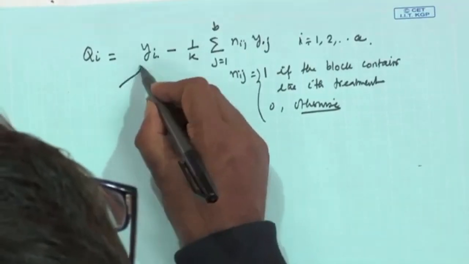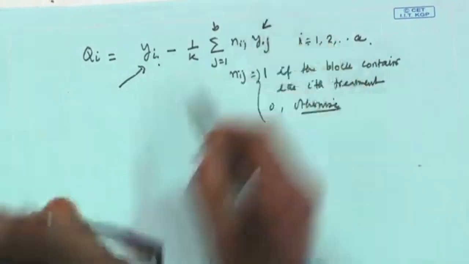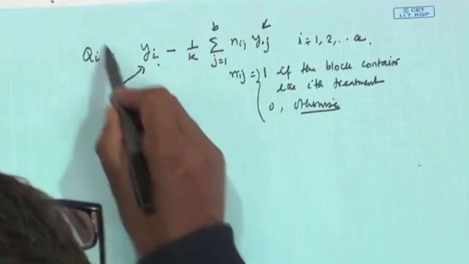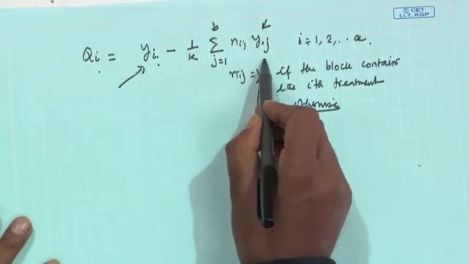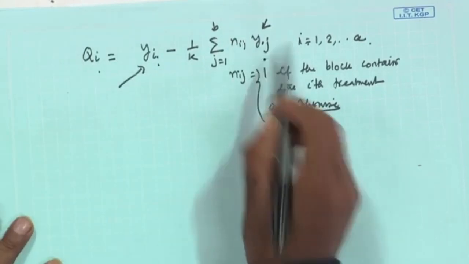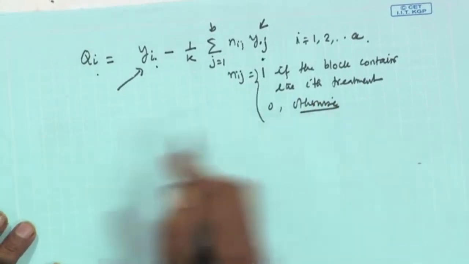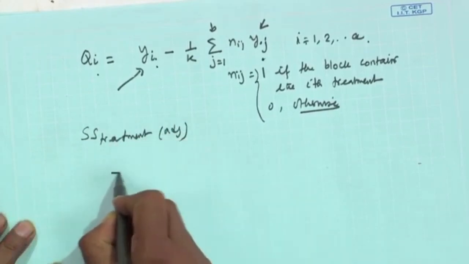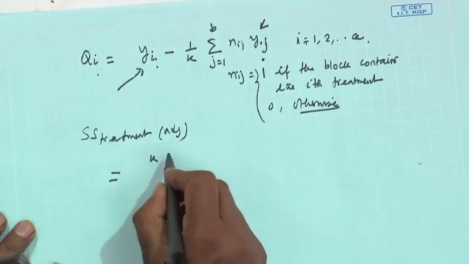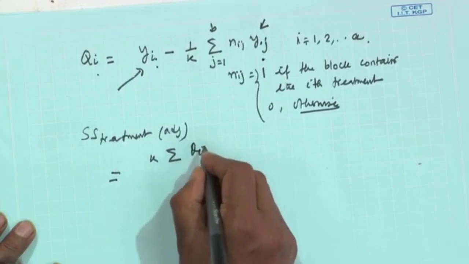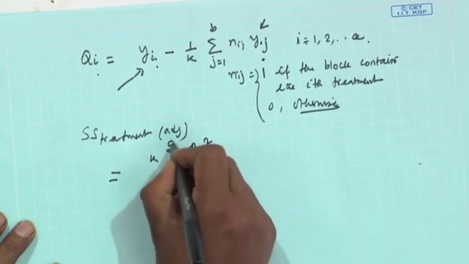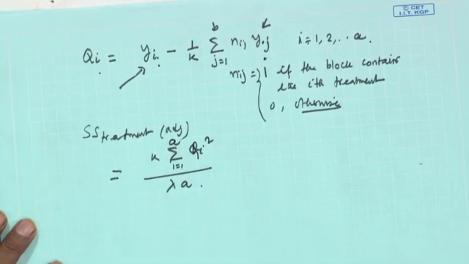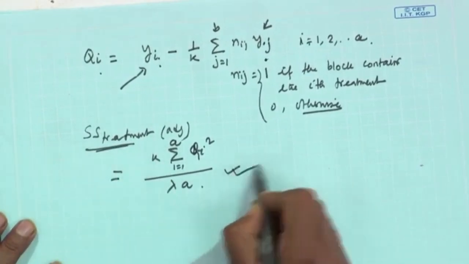So, this is your row total, this is your column total, and you are creating y_ij, a Q_i using this formula. Okay. And then what we will do, we will write down SS treatment adjusted, this equal to k times sum total of Q_i square, i equal to 1 to a, by lambda into a. So, SS treatment adjusted will be computed using this.